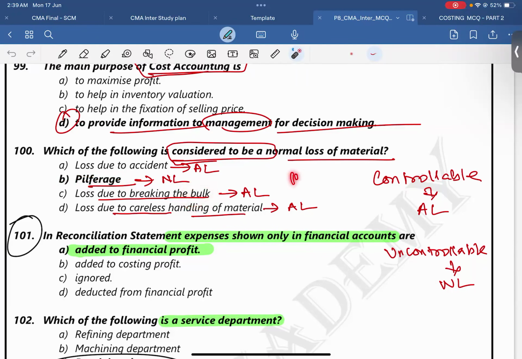Breaking the bulk means, let's say, if I get 100 kgs of rice bag, if I'm going to divide it into 10 bags of 10 kg each, I may get a sufficient decrease in the small quantities. So that is known as breaking the bulk. So option C is the right answer.